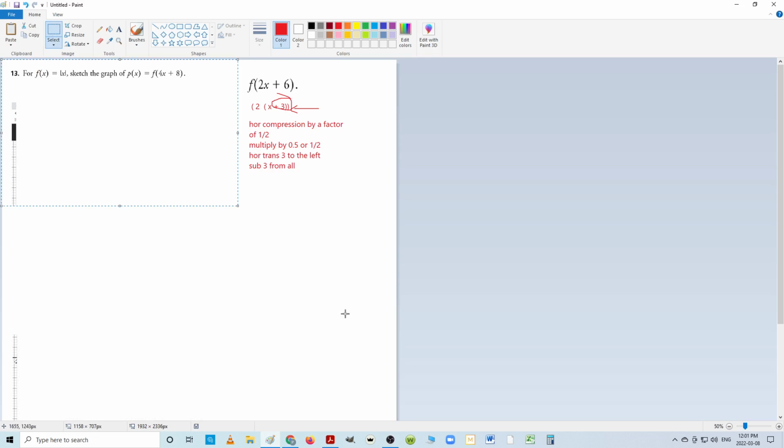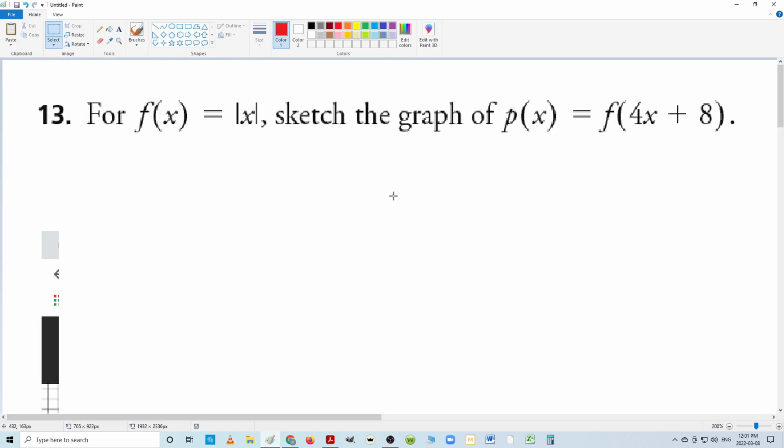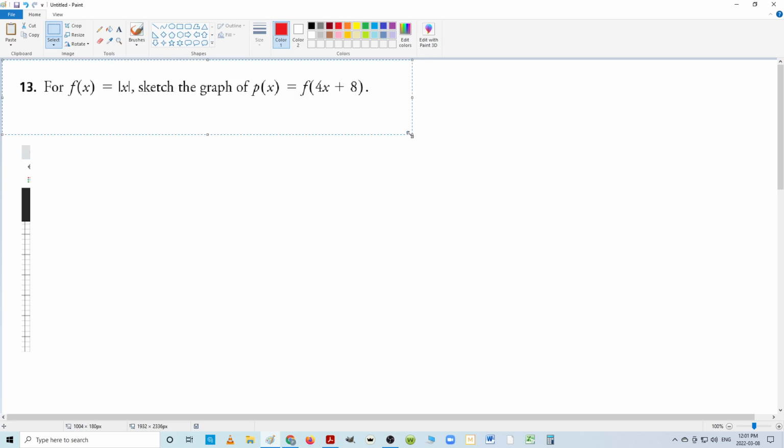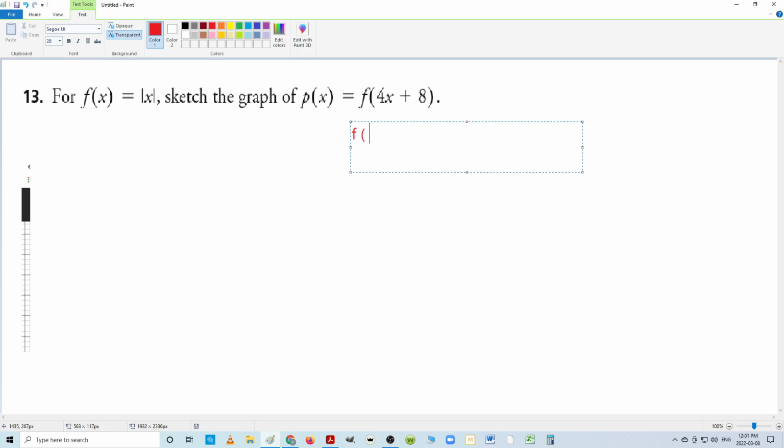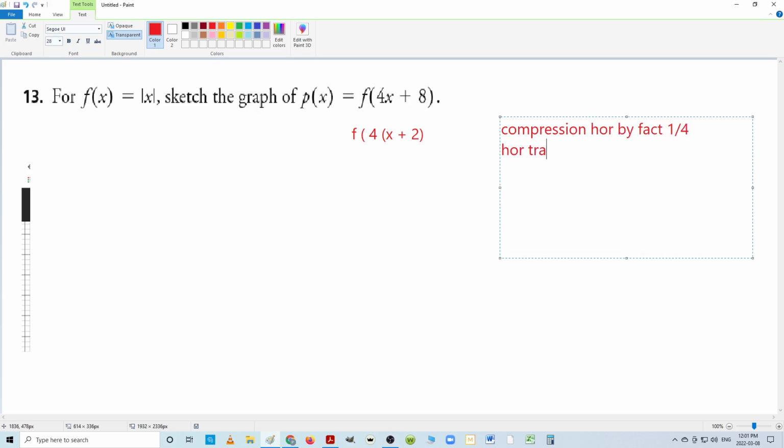This last one's this. And we're working clearly with an absolute function, and it's incorrectly expressed over here. You can see how translations can really get tricky. But I have to factor a 4 out of it. So really what's going on here is a compression horizontally by a factor of a quarter and a horizontal translation 2 to the left. So that means divide all x by 4 and subtract 2.